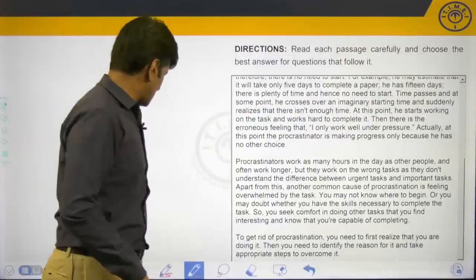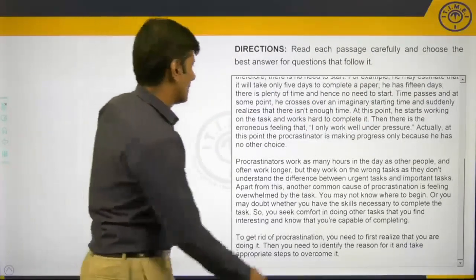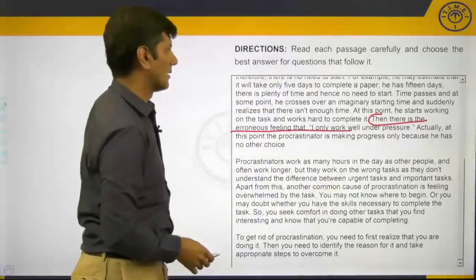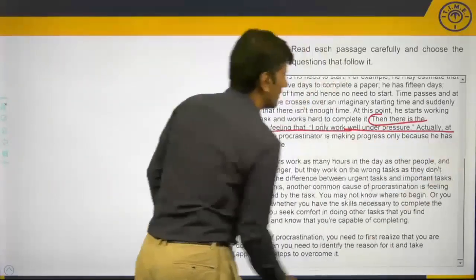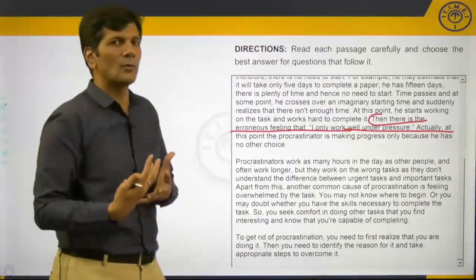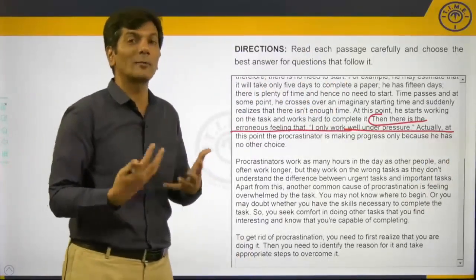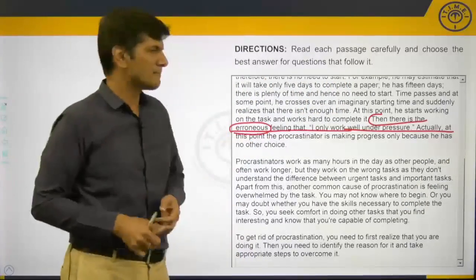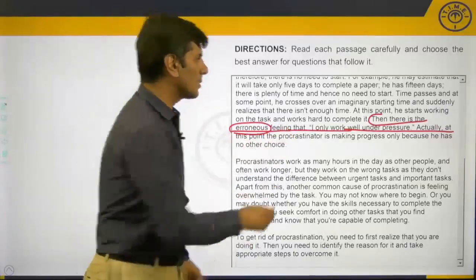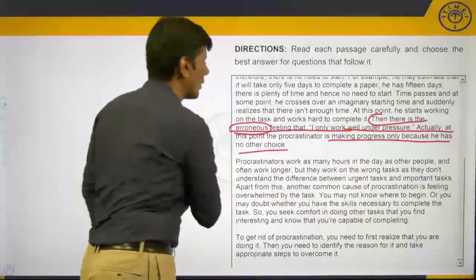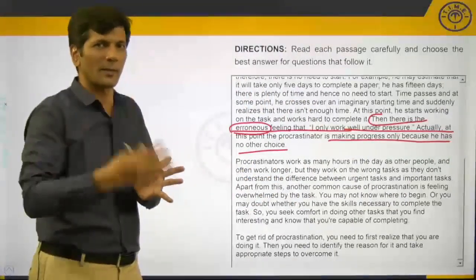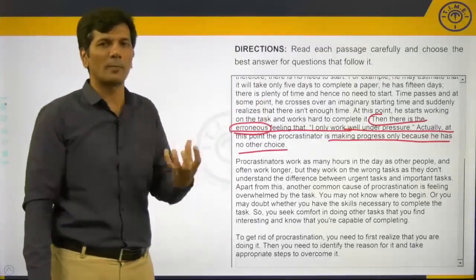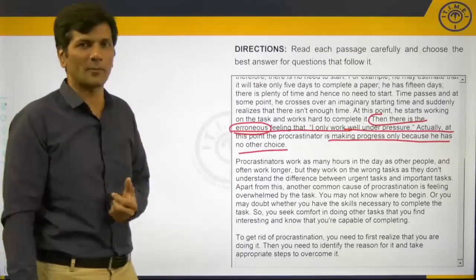And later, after that happens, there is the erroneous feeling that I only work well under pressure. So normally, the author says that people who have this feeling of they work well under pressure is a misconception, because this is an erroneous feeling. Actually, at this point, the procrastinator is making progress only because he has no other choice. The timeline is almost coming to an end. That doesn't necessarily mean that people's perception that they work well under pressure is correct. So the author disagrees with that perception.